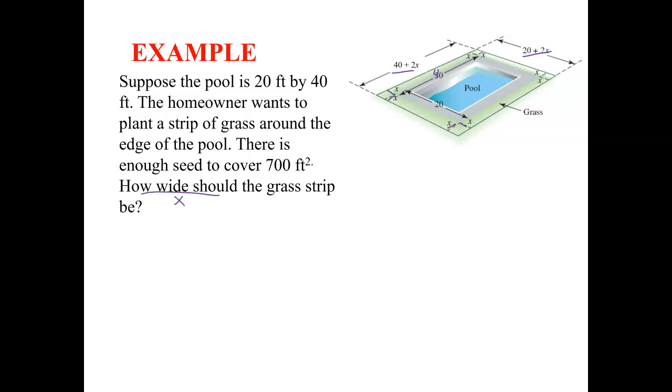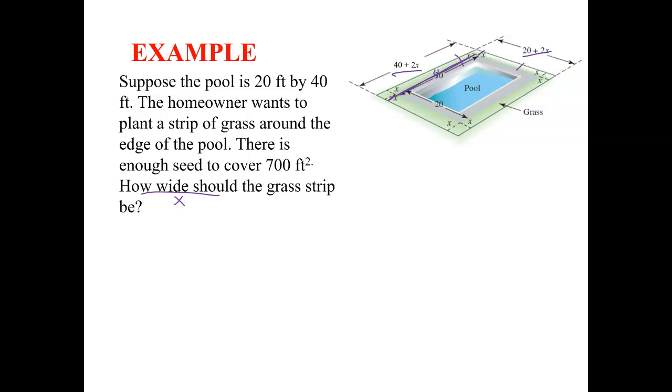I don't know how wide it is yet, but he wants an even strip all the way around. Okay? So the distance from any edge of the pool should be the same distance for the grass. So to get that entire length, we're taking the 40 feet that we have for the pool, and adding x feet onto either side. So that's where we get our 40 plus 2x. The 40 of the pool, x on one side, and another x on the other side.